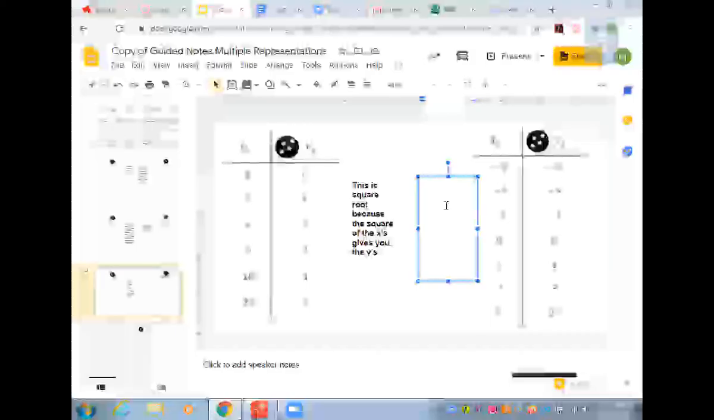So it is cubic because the y values are the x values to the third power.